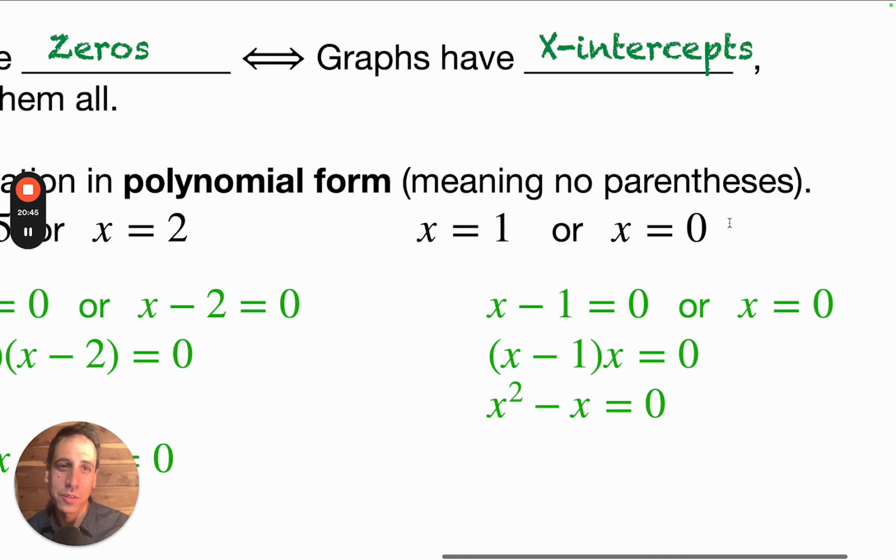All right, so here we go. X equals 1 or X equals 0. Again, unsolve this first one to set it equal to 0, and then join them together, and you get x minus 1 times x equals 0, and then FOIL, or not FOIL, distribute, and you get this.